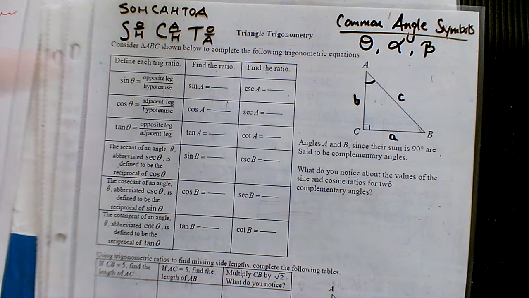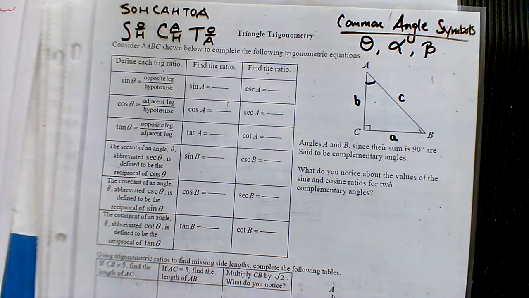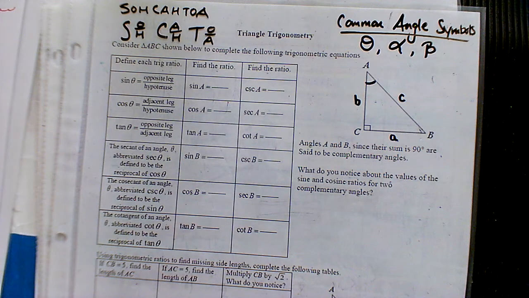So now that we have those labels in, can we figure out the opposite leg and the hypotenuse leg if we're standing at angle A? Can we figure out the opposite side, what's directly across from it, and then what's the hypotenuse? What do you think, Marie?